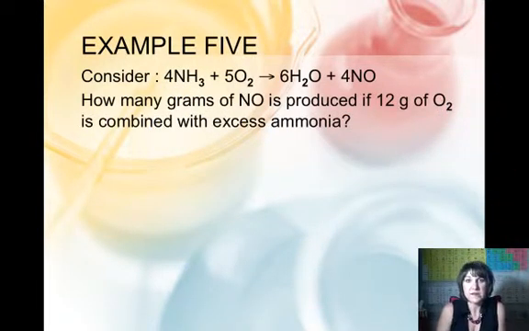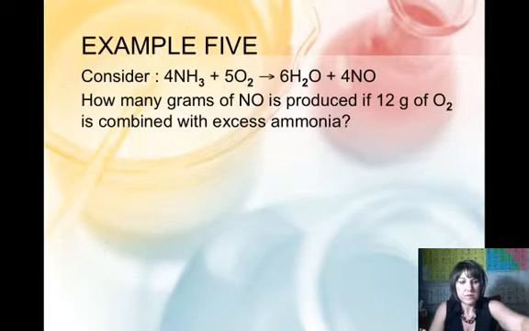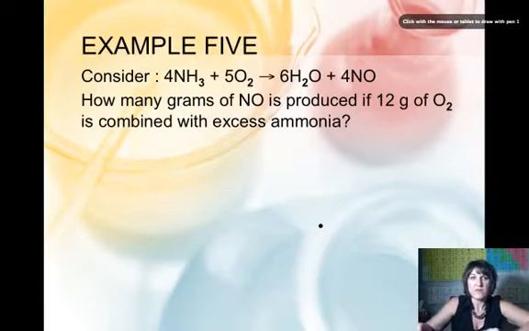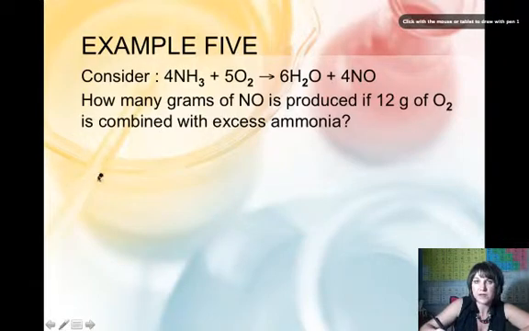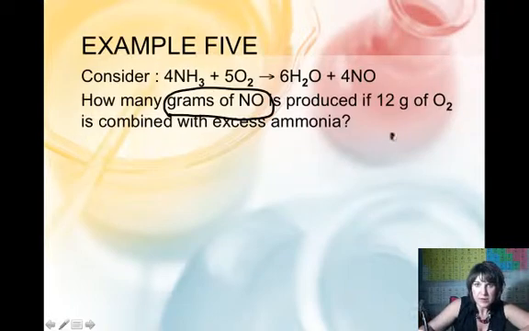All right, then let's look at example 5. If we still keep the same equation, we'll be consistent through all these examples, then we can talk about grams to grams, and we're going to have to use the mole ratio. So we have 4 ammonias combined with 5 oxygens to produce 6 waters and 4 nitrogen monoxides. Our target is grams of NO, and our starting point is grams of oxygen.